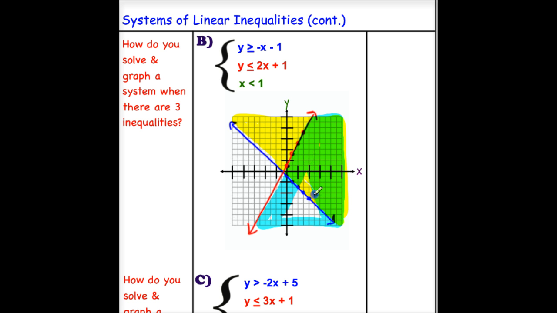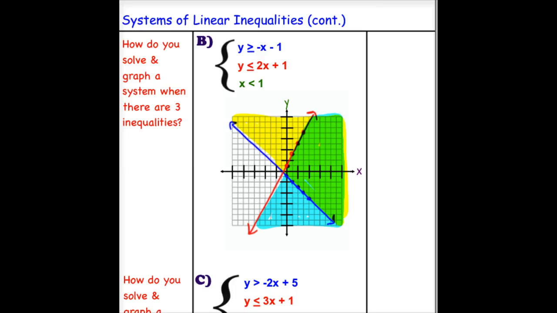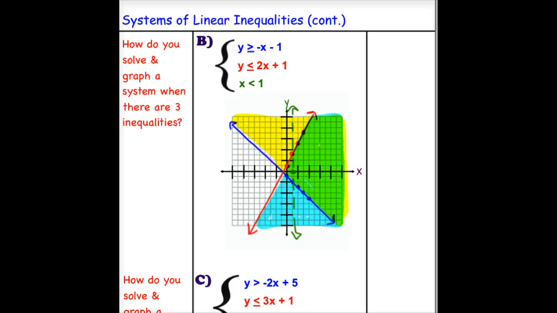I'm not as concerned about the shading in the blue area being super neat because that's not part of our solution set. And finally, we will graph our last one, which is x is less than 1. Remember, if it's an x, it has to cross the x-axis, and it has to cross the x-axis at 1. Because of that, we're going to have a vertical line. This one is going to be a dashed line. And less than, we are going to shade to the left of the line. So we'll get one more color in there.